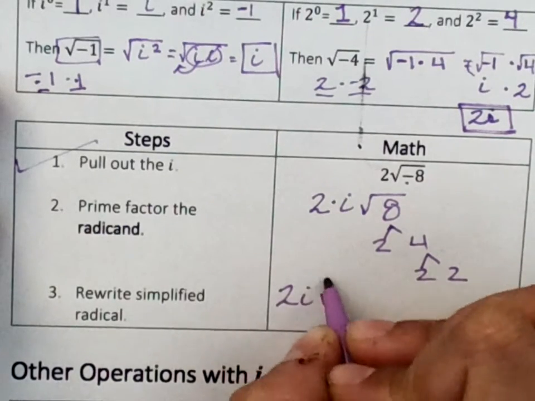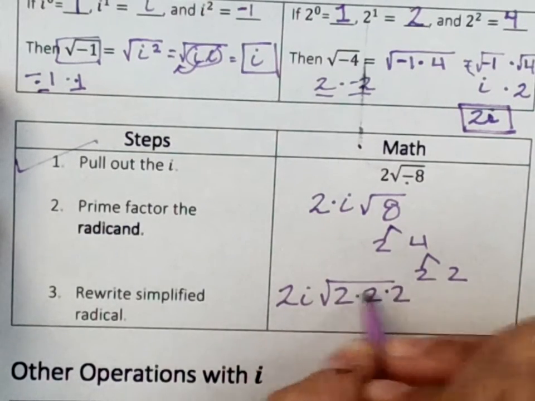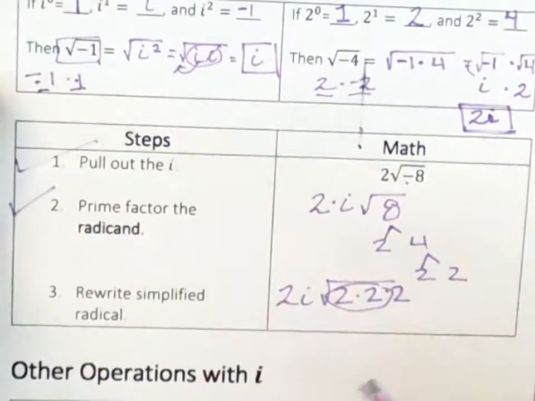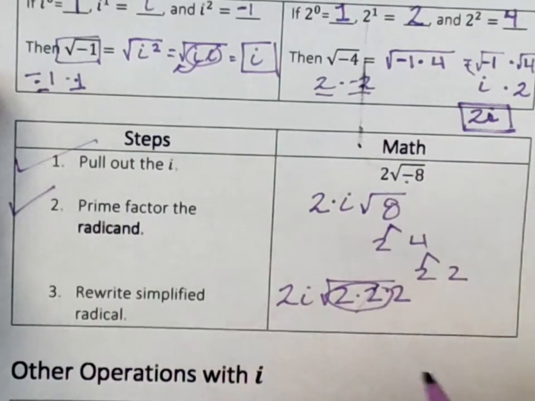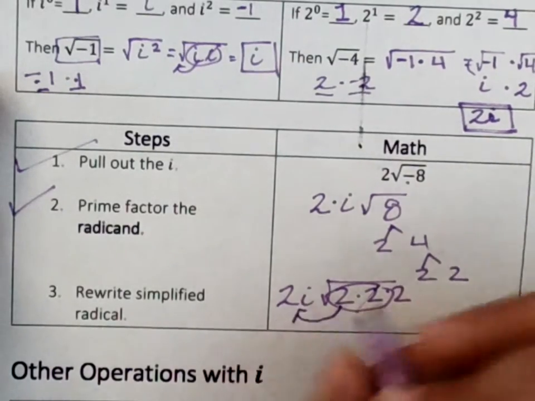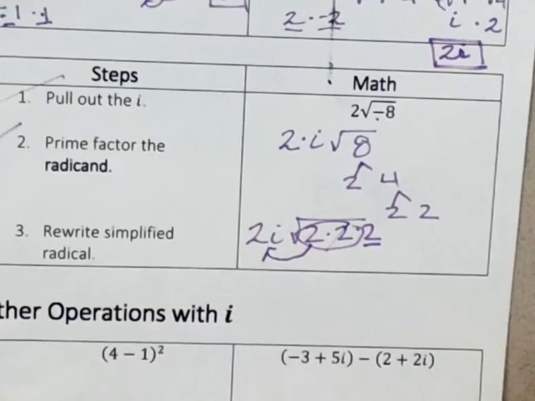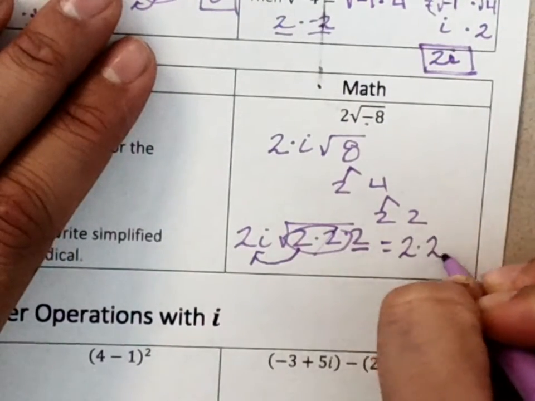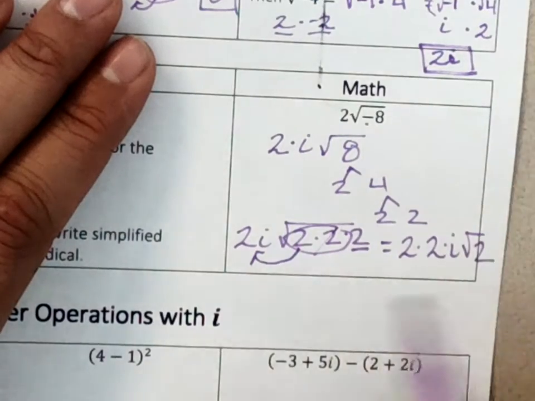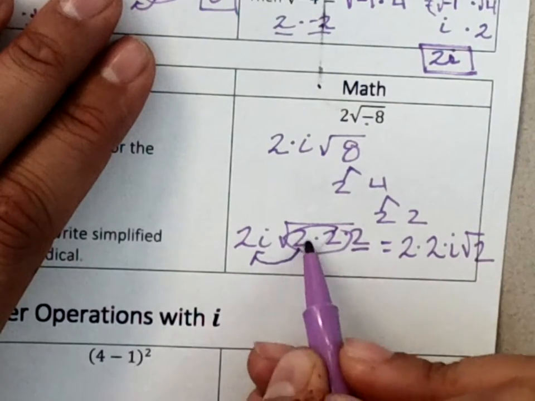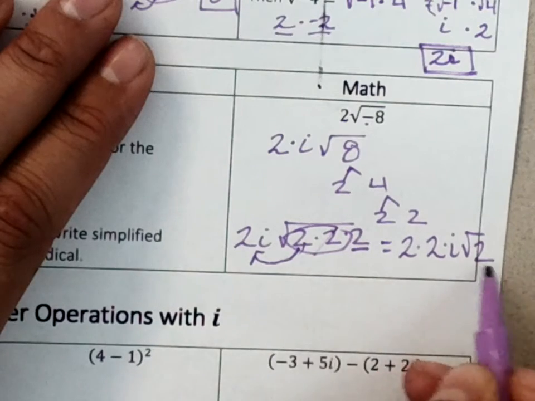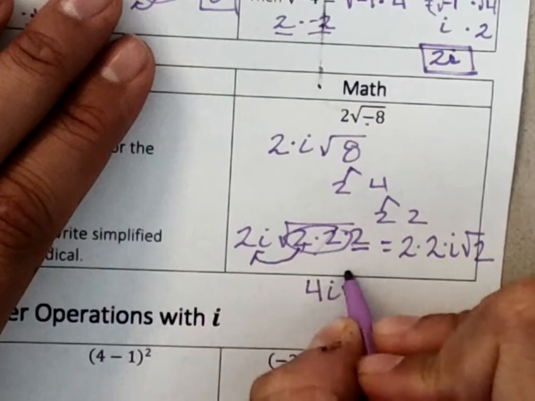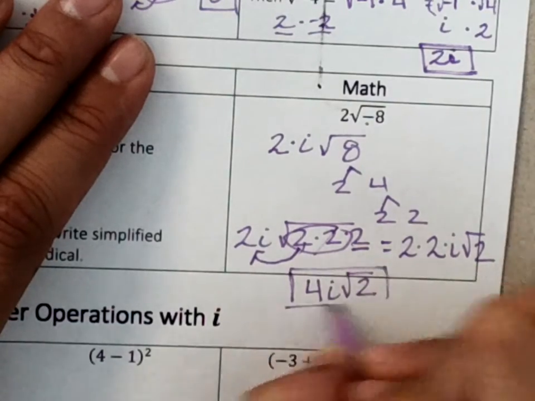So I know that we are now going to simplify. We can kill one, bring one out, and this 2 stays on the inside. So our final answer is going to be 2 times i square root 2. This 2 came from the 2 on the inside. This 2 stayed on the inside because it had no pair. 2 times 2 is 4i square root 2.